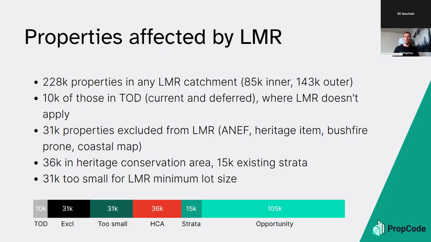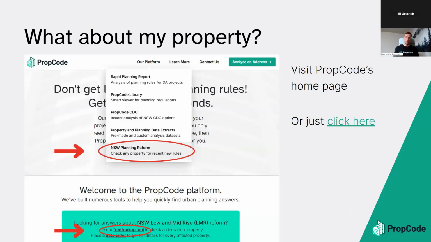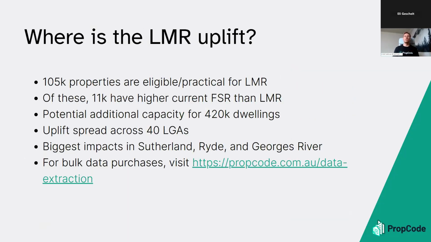And that's the red block on this little bar chart here at the bottom. Some of these are existing strata plans. So you can imagine those may be a little bit difficult to get all the owners to agree to redevelop the property. So potentially not great opportunity there. And then 31,000 are too small for the lot sizes. So LMR does introduce minimum lot sizes to be able to build any of the building types. That leaves 105,000 of those 220,000 that are opportunities for the LMR benefits.